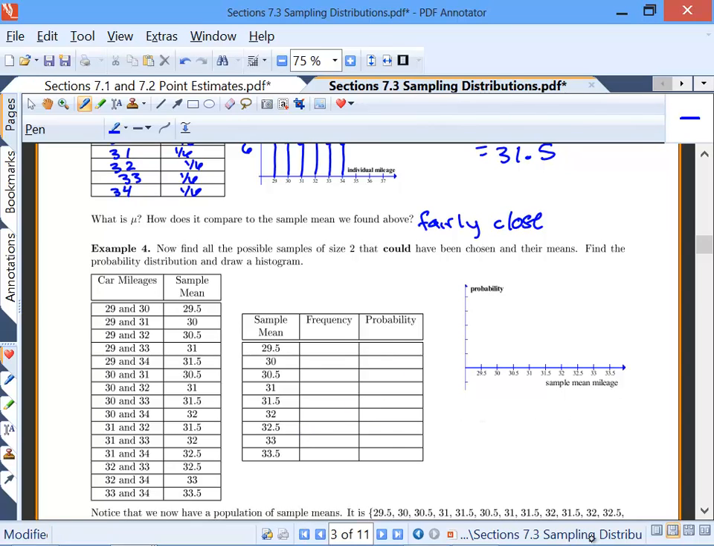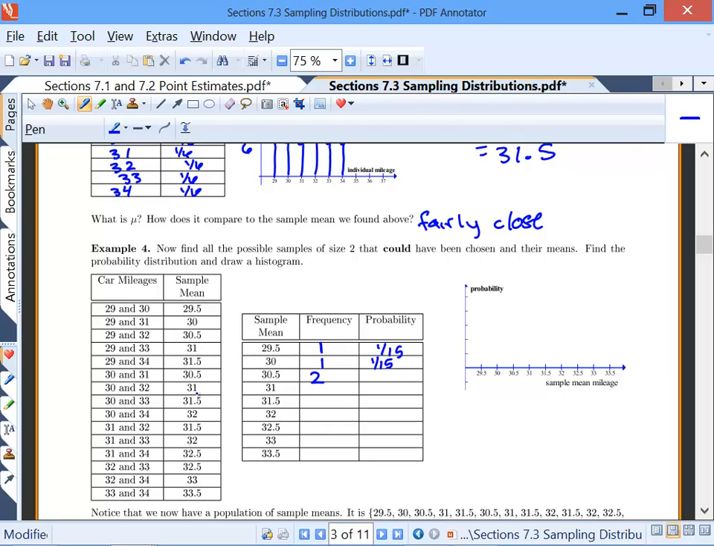Okay, so let's go through. You guys can help me count. How many times do you see a 29.5? It looks like 1. And how many samples were there? 2, 3, 4, 5, 6, 7, 8, 9, 10. 15 samples, so the probability of getting the 29.5 is 1 out of 15. Okay, let's see, what about the 30? I only see 1 30. So its probability is again 1 out of 15. 30.5, 1, 2, I see 2 of them.